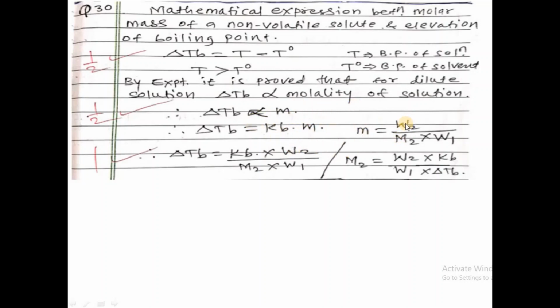Molality is the number of moles of solute present in 1 kg of solvent, hence W1 is the mass of solvent in kg, W2 is the mass of solute, M2 is the molar mass of solute. By using these quantities we can directly correlate delta TB is equal to Kb into W2 upon M2 into W1. This will carry 1 mark.